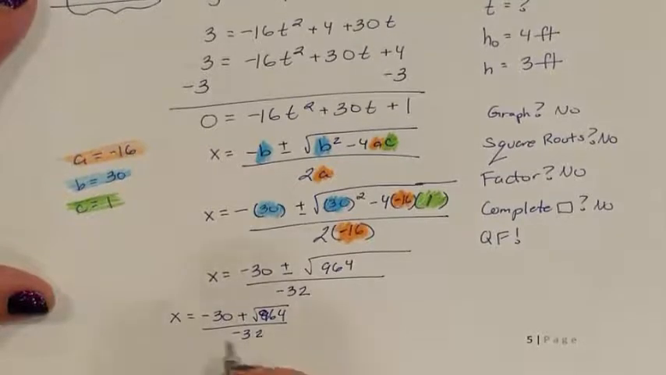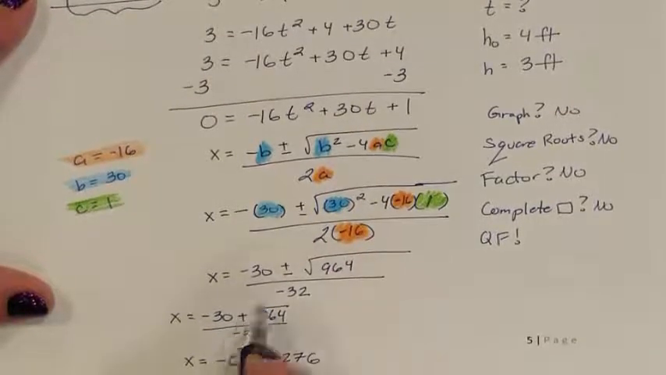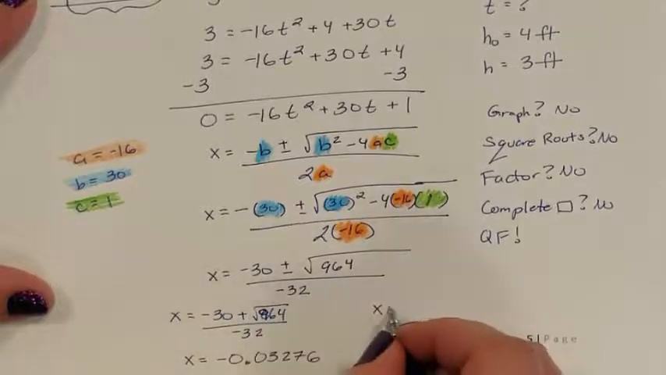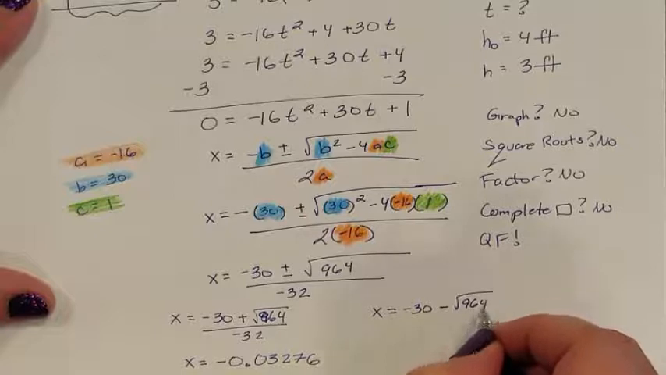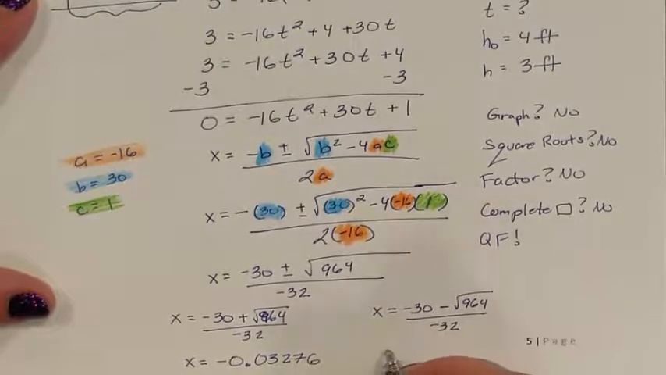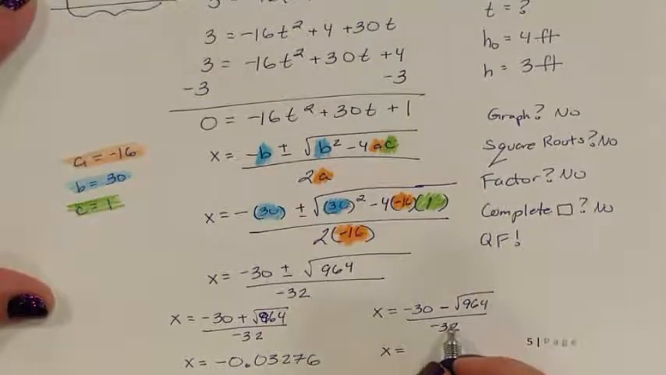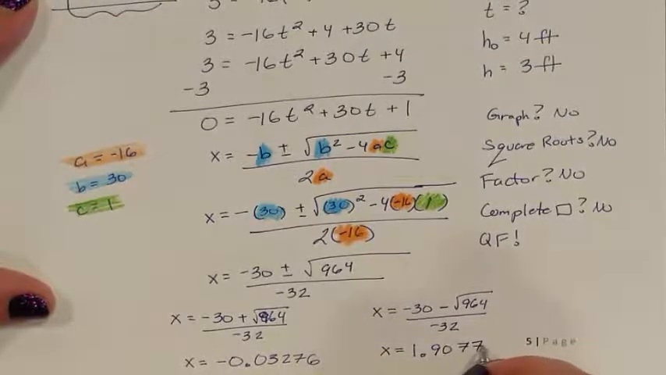Typing this all into your calculator, you end up getting t equal to negative 0.03276. That was the adding. Now we need the subtracting. t equals negative 30 minus the square root of 964 all over negative 32. Typing this into your calculator for the decimal gives me 1.9077. So what is my t?